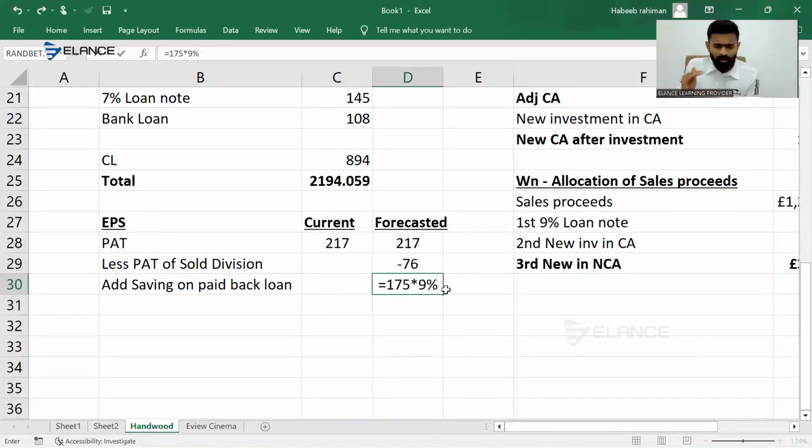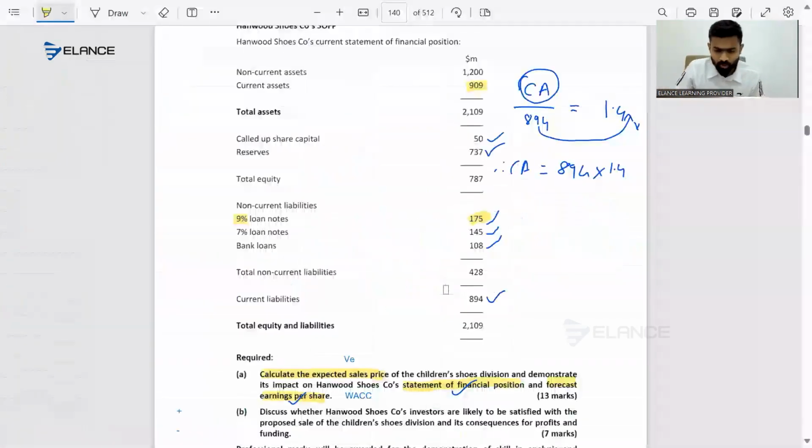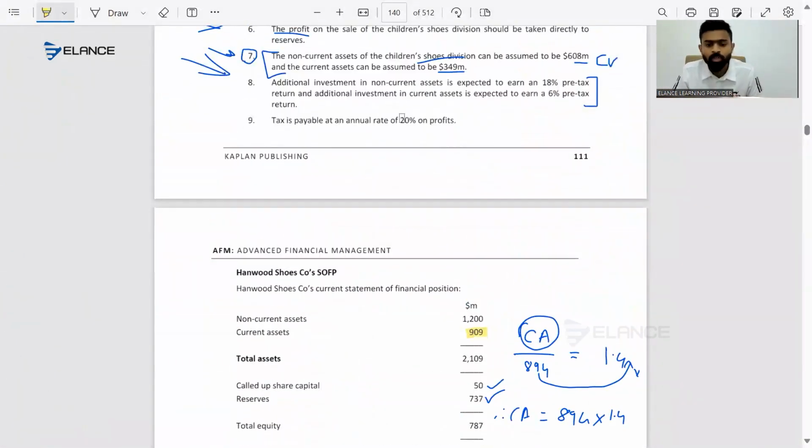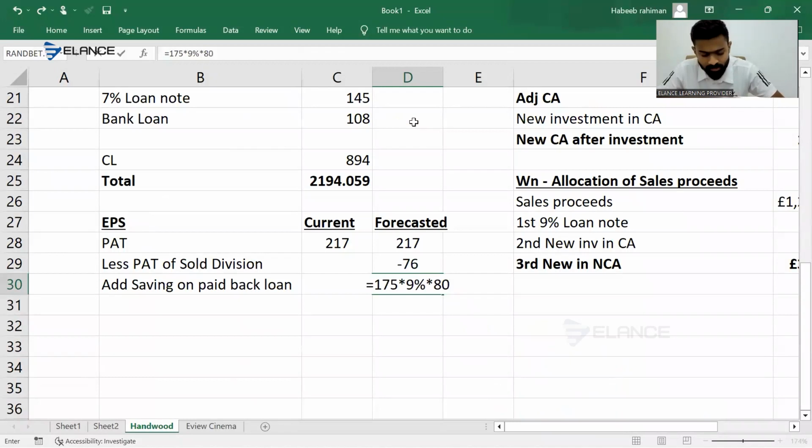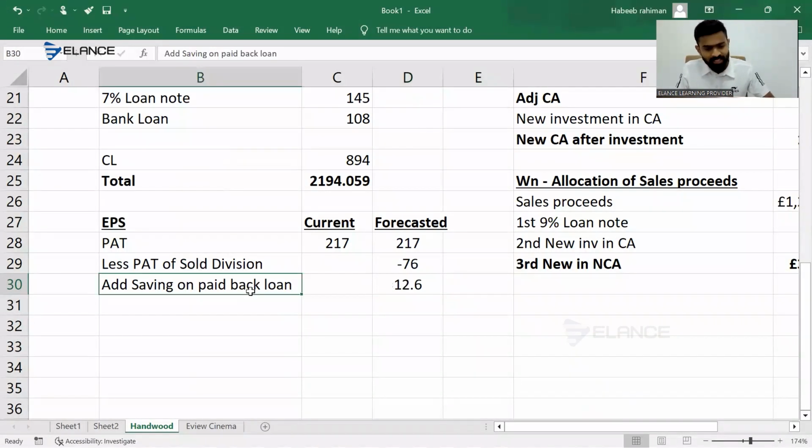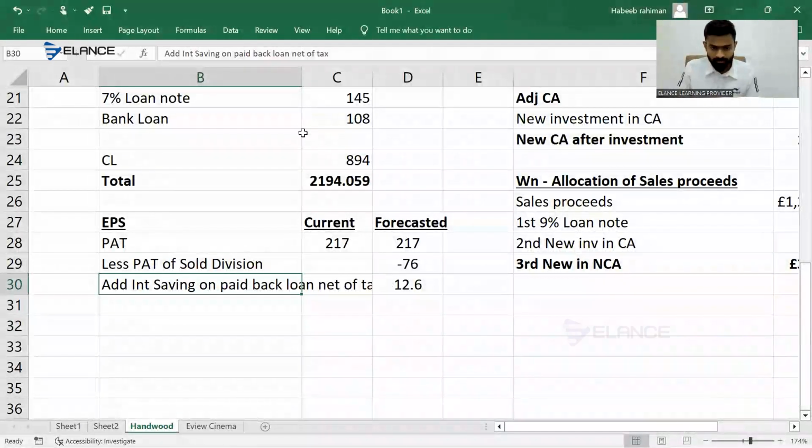But do remember, whenever there is interest, it comes with a tax effect. So in order to make it after tax, net of tax, the tax rate is how much? They said it is 20%. In order to take net of tax, we have to multiply by what percentage? 80%. So add interest savings on paid back loan, net of tax. Okay. Net of tax.